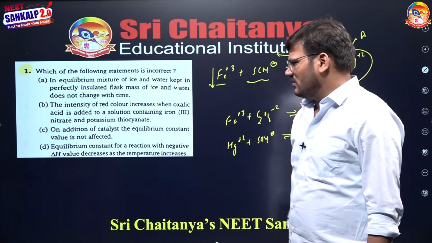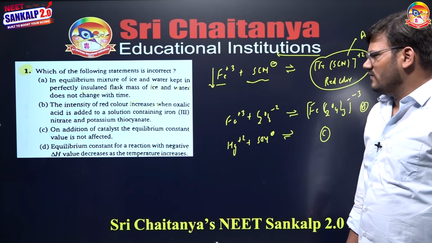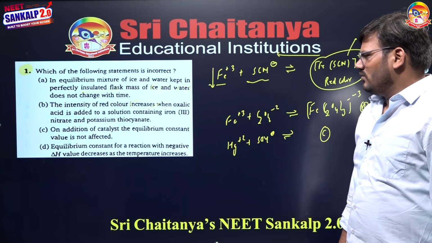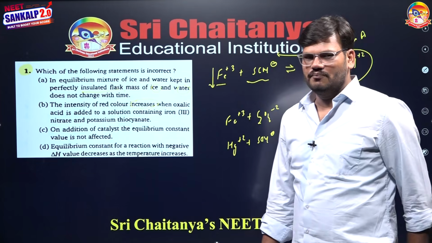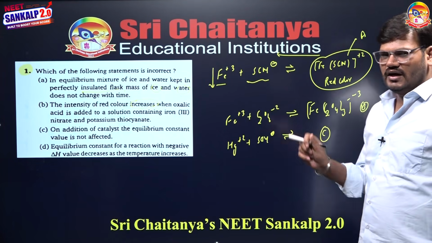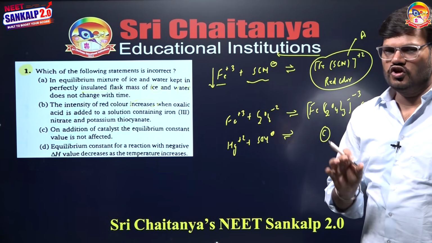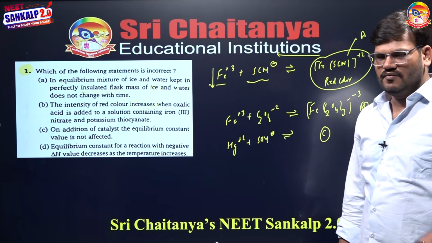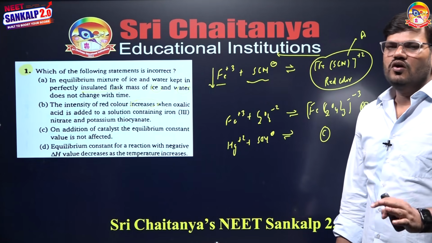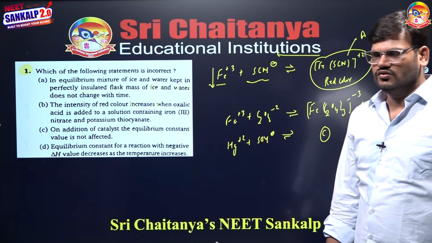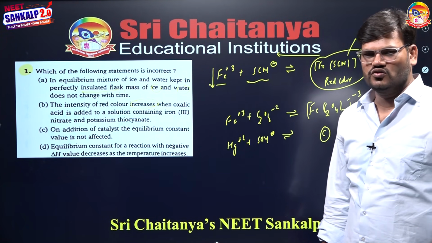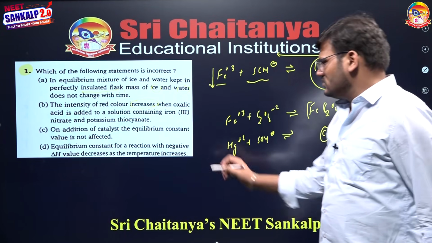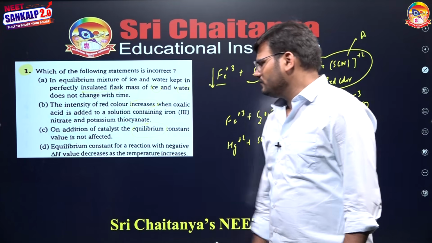Now the C statement. On addition of catalyst, the equilibrium constant value is not affected. We have already seen in the chemical equilibrium topic that K equilibrium is a constant and it changes only with temperature. So on addition of catalyst, on addition of substance, decreasing volume, pressure, addition of inert gas, it will not be affected. Equilibrium constant, any type of equilibrium constant, solubility product, or it can be dissociation constant, acid dissociation constant, base dissociation constant, hydrolysis constant, all those constants, they will not change. This is not rate constant, it is equilibrium constant, mind it.